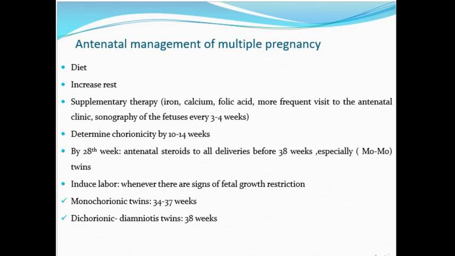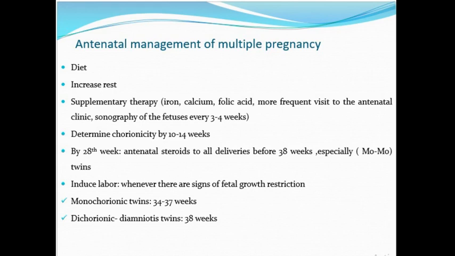Now, by the 10th to 14th week, we may determine the chorionicity so that we can help the mothers, or we can identify any problems which arise. By the 28th week of gestation, we may want to give all babies who are delivered before or within this period some steroids to help in the maturation of their lungs. And so it is advisable that for all deliveries below 38 weeks, you give them some steroids to help in the maturation of their lungs, especially if you are dealing with a monoamniotic and a monochorionic twin.